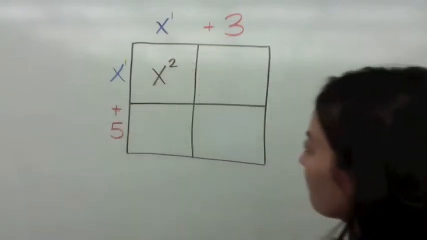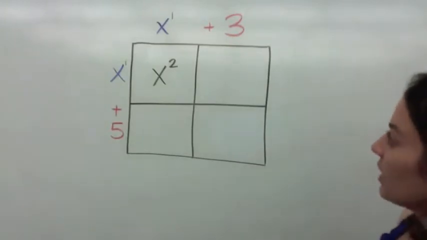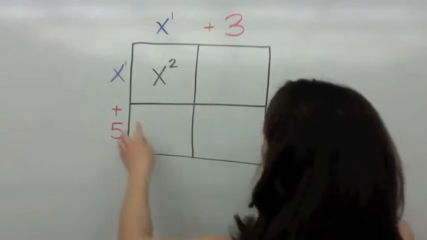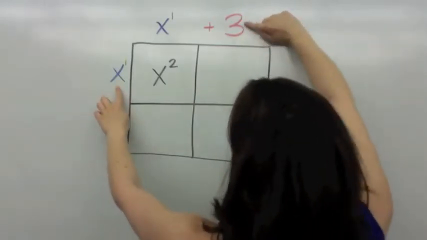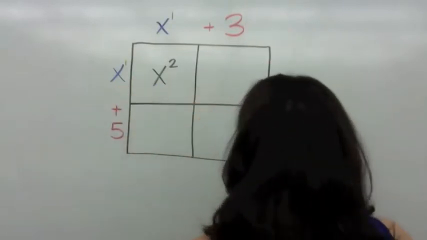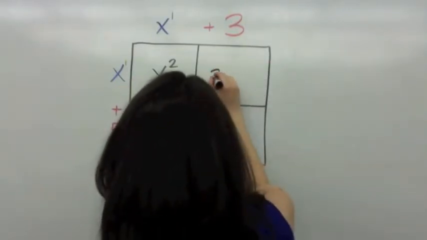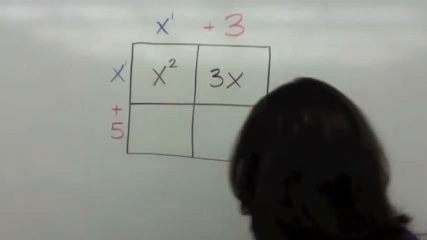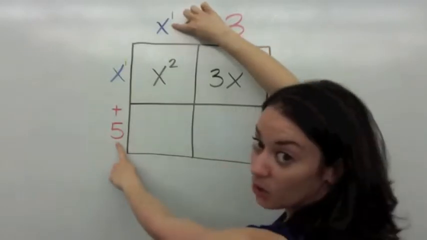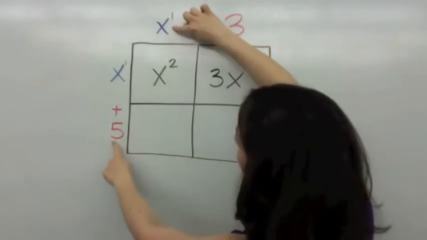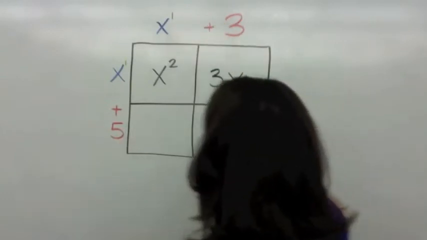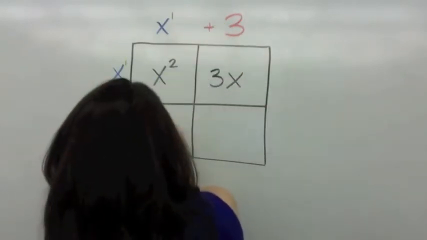Great job. Now if we do this right corner, we have 3 times x. What's 3 times x? Put them together, 3x. Very nice. Now we're going to look at the top of the box and here the side. We have x times 5, or 5 times x. Put them together. What's 5 times x? It is 5x.